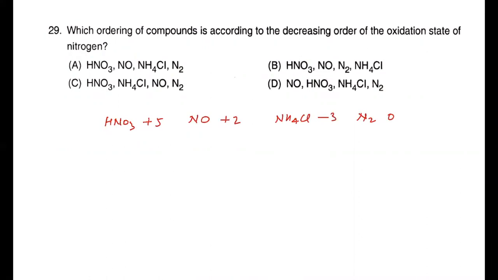And the question asks you to arrange them according to the decreasing order of the oxidation state. Decreasing order means you have to start from highest to lowest. So the order will be HNO3, then NO, then N2, and then finally NH4Cl. So the given options reflect that the answer is B.